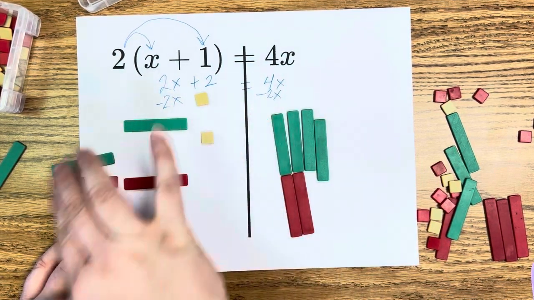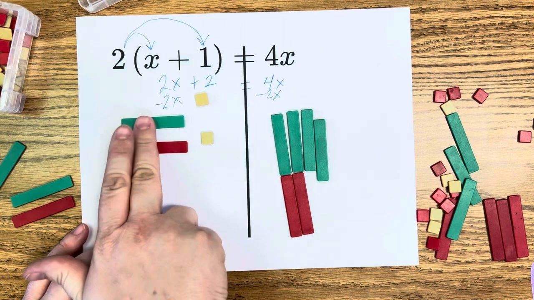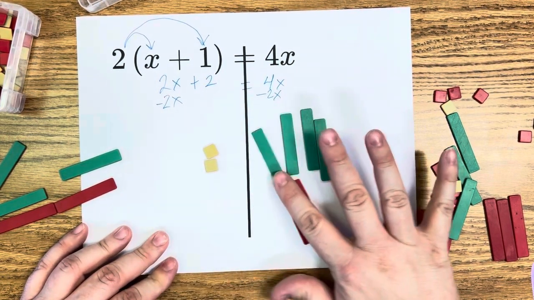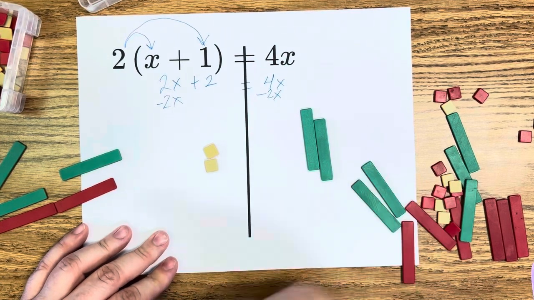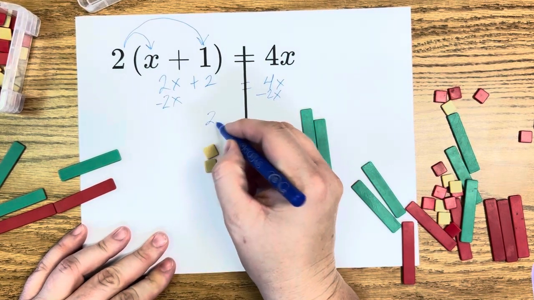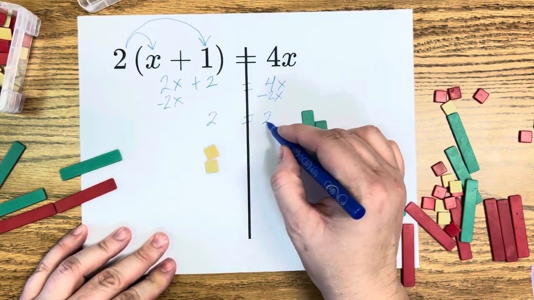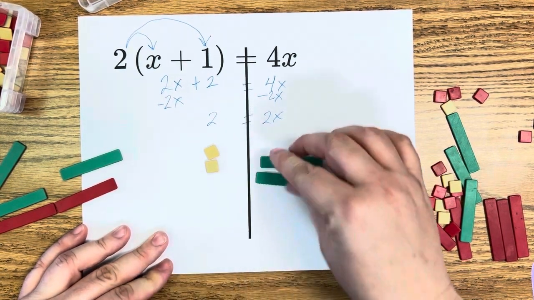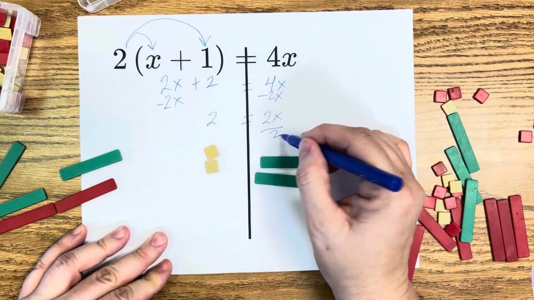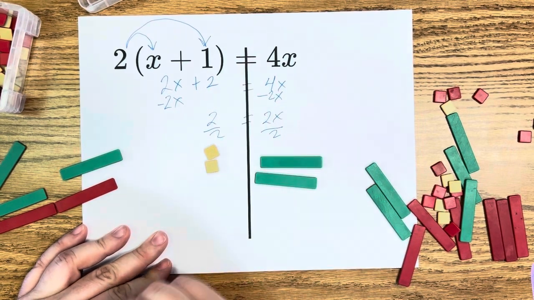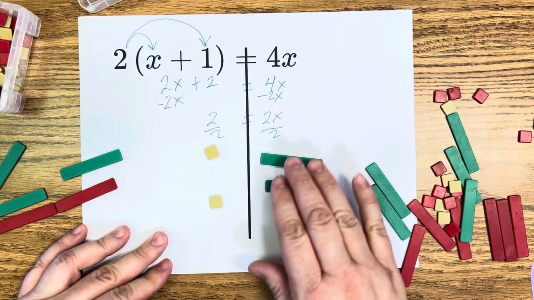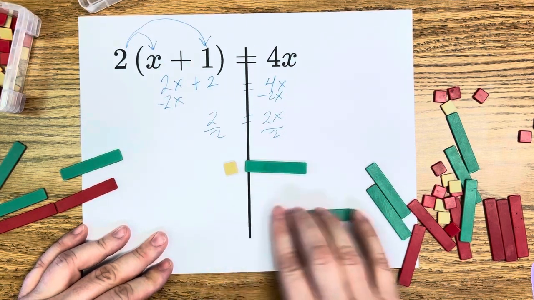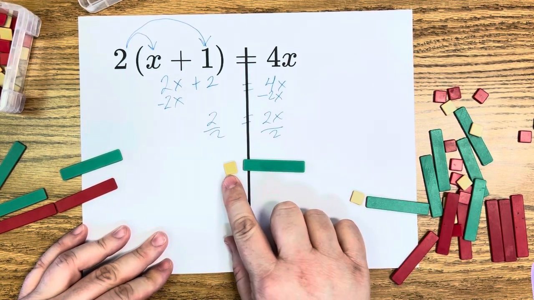Over here, I've got my 0 pairs I'm taking away. That leaves me with my 2, and then there's my 0 pairs I'm taking away over here. I'm left with 2 equals 2x. All right, and now we do our dividing. We're going to divide these x's by 2 so that we have our 2 different groups, and 1 tile will go with each so that 1x equals 1.